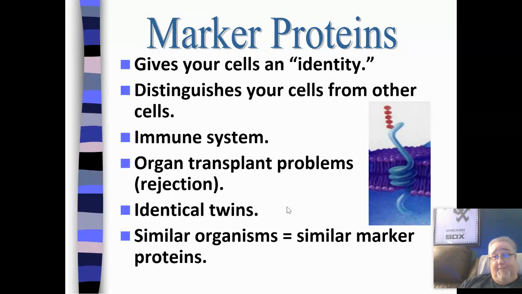So, let's say, for example, I need a kidney transplant, and one of my students donates a kidney to me, that'd be great. Thank you. If my body doesn't recognize the marker proteins that are on that organ, then my body will reject it. And that basically means that my immune system will kill the organ. So marker proteins are really important because they're what gives your cells an identity. Similar organisms have similar marker proteins, but they're not necessarily always exactly the same. If everybody had the same marker proteins, we could just swap kidneys back and forth all the time without having to worry about rejection, but that's not the case, obviously, right?